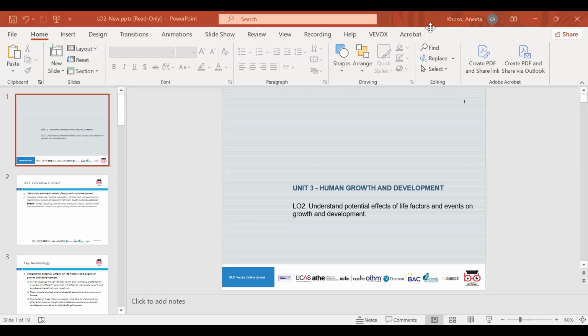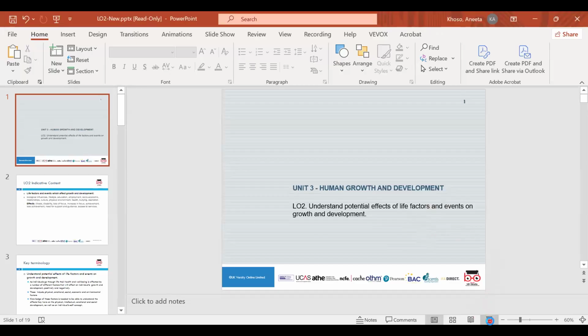We'll go through the assignment discussion, which is very important so that you have an understanding of what things you need to focus on. I'm conscious of time as well. Now, the second learning outcome, if you have any questions, please interrupt. There's no rushing when you need your clarifications there. The second learning outcome for human growth and development is understanding the potential impact or effects of life factors and events on growth and development.